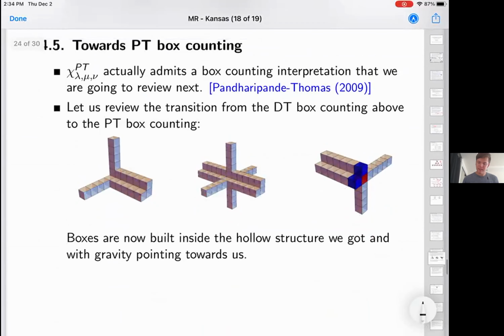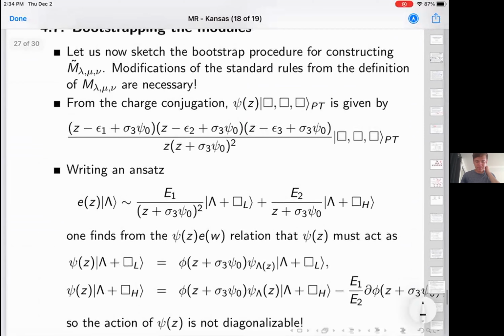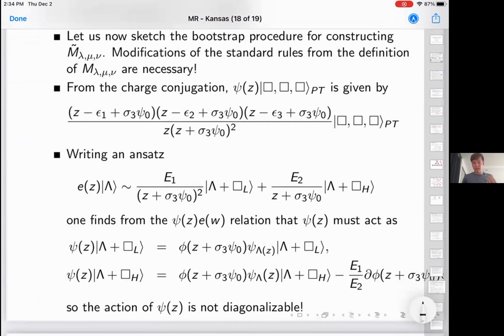Okay, and in the rest of the talk, I wanted to offer you a more concrete definition of these PT modules, but since I don't have enough time, I'm going to skip it and just tell you the result. In order to give an explicit definition of the PT modules, I would first need to tell you how the addition of boxes at PT location looks for the general configuration of the free asymptotics, and then try to write down the action of E, F, and psi generators. It turns out that this can be consistently done only by introducing higher order poles in z in the action of E.